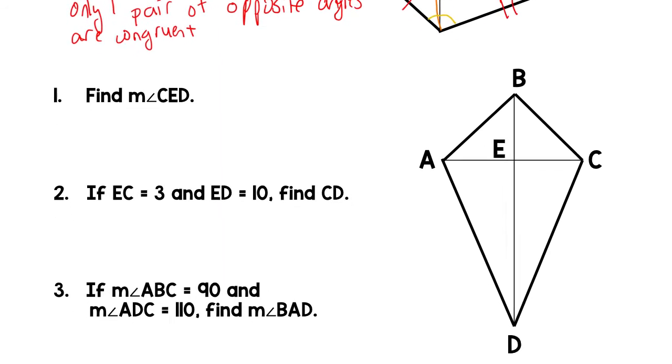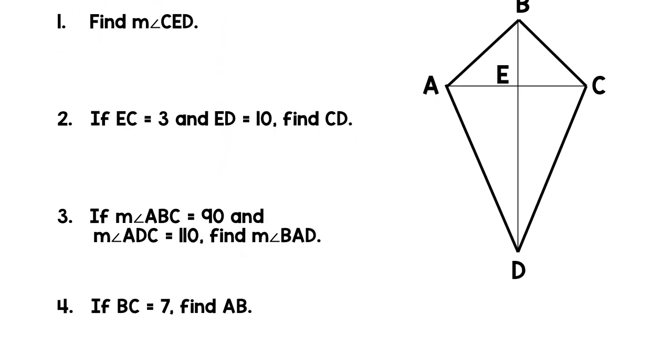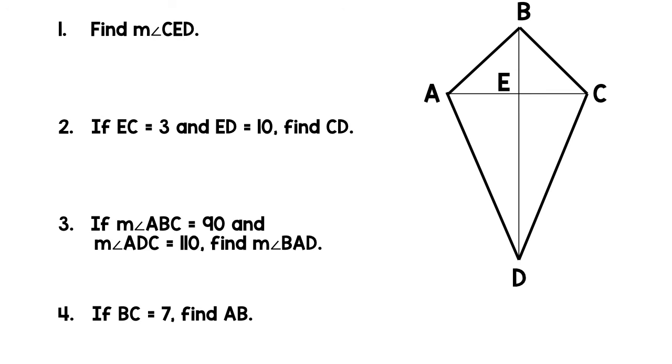Let's look at this figure, A, B, C, D on the right. We want to find the measure of angle CED. Well, CED is made up of the diagonals, and we know that the diagonals make a right angle. So the measure of angle CED is 90 degrees. Number 2, if EC equals 3 and ED equals 10, find CD.